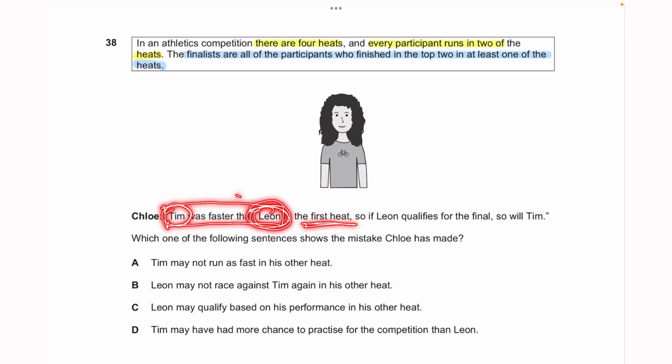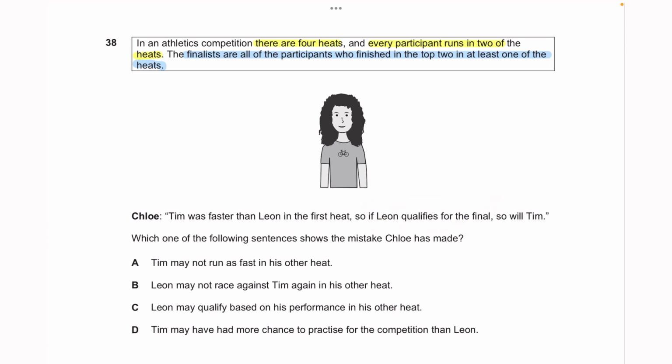But how do we not know that Leon came last and then Tim was in front of him? What if Leon was here and this was Tim? But there are 2 other people in front of them. We don't know that for sure. And so, if Leon qualifies for the final, so will Tim, but we don't know. There isn't enough information to really clearly show us this, because we don't even know what place Leon came, and we don't even know if in the second heat they competed, or how they qualified, and what was the result of that.